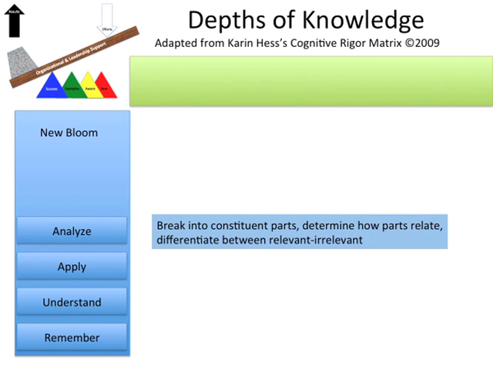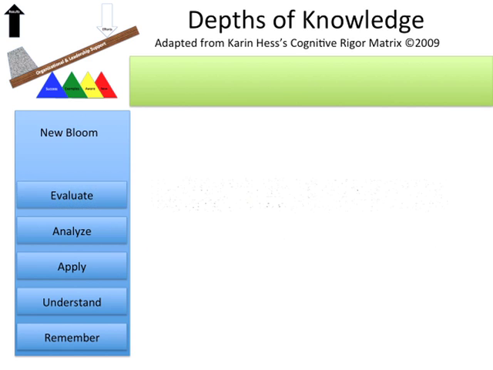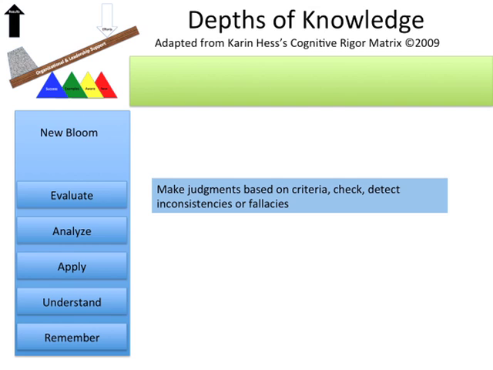And still higher is the ability to analyze, which means breaking things down into their parts and determining the relationship between those parts, being able to tell the difference between what's relevant and irrelevant. Evaluation is at a still higher level on Bloom's taxonomy, and that means the ability to make judgments based on criteria, to check, to find out whether there are fallacies or inconsistencies.